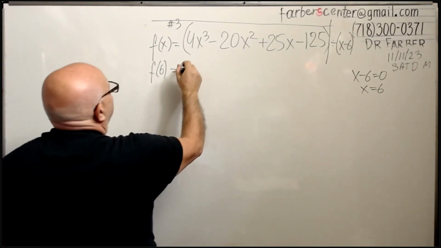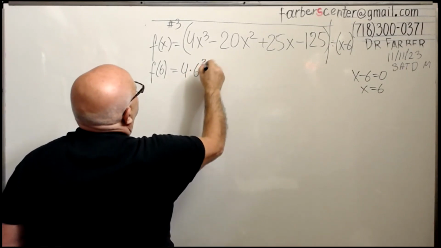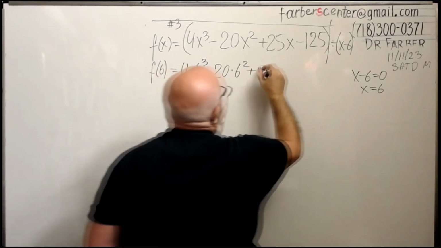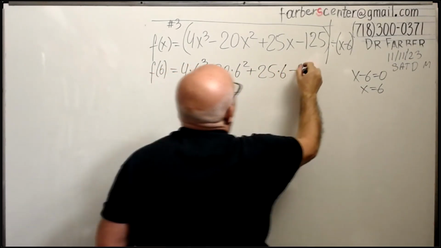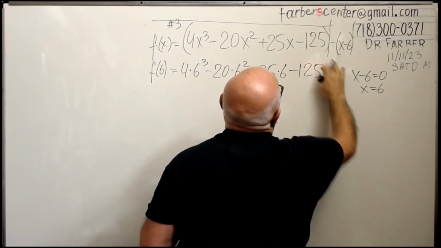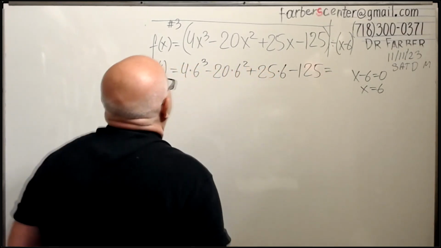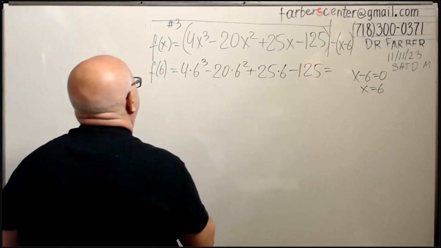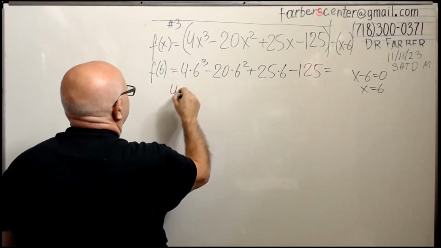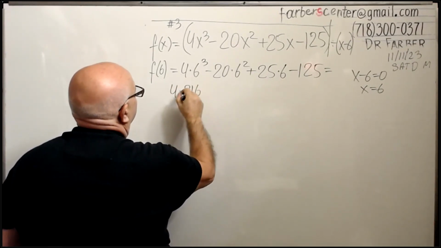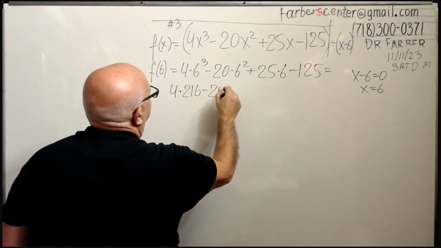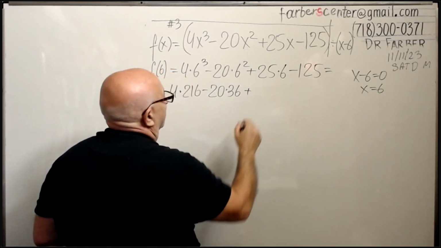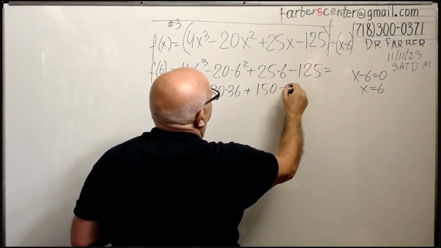So 4 times 6 to the third minus 20 times 6 to the second plus 25 times 6 minus 125. Now, 36 times 6, I believe it's supposed to be 216. 4 times 216 minus 20 times 36 plus 120 plus 30 plus 150 and minus 125.